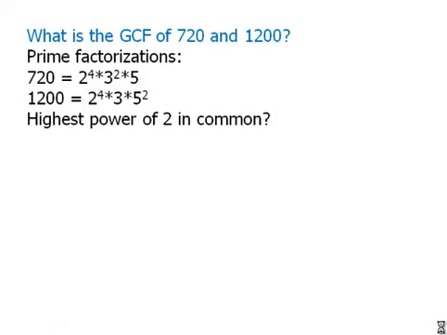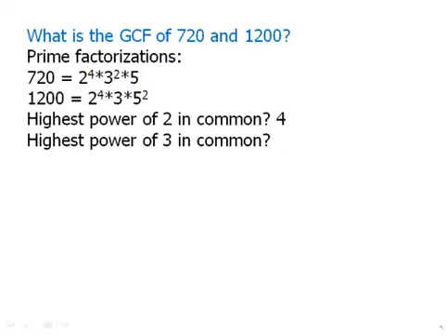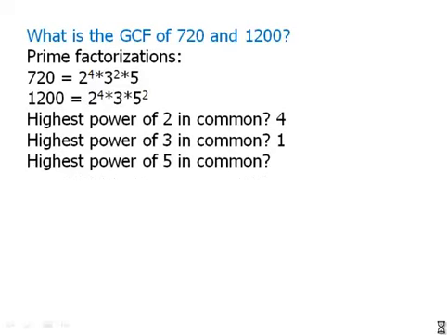So highest power of 2 in common, they both have 2 to the fourth. That's easy. Highest power of 3 in common, we have 3 to the first, 3 to the second, so the highest power they have in common is 3 to the first. Highest power of 5 in common, well, we have 5 to the first, 5 to the second, so the highest power in common is 5 to the first. Therefore, the common factor has to be 2 to the fourth times 3 to the first times 5 to the first. So in other words, 2 to the fourth times 3 times 5.